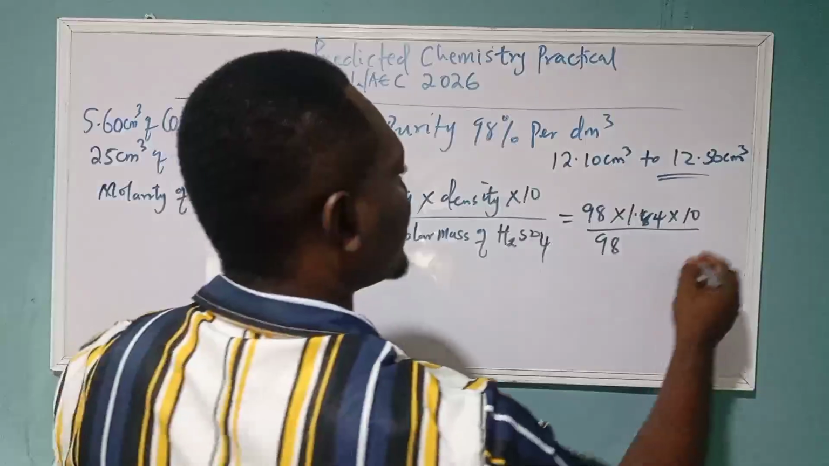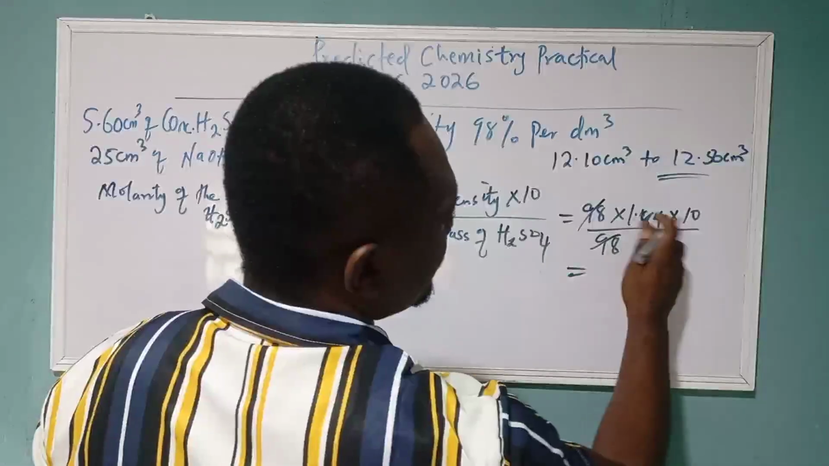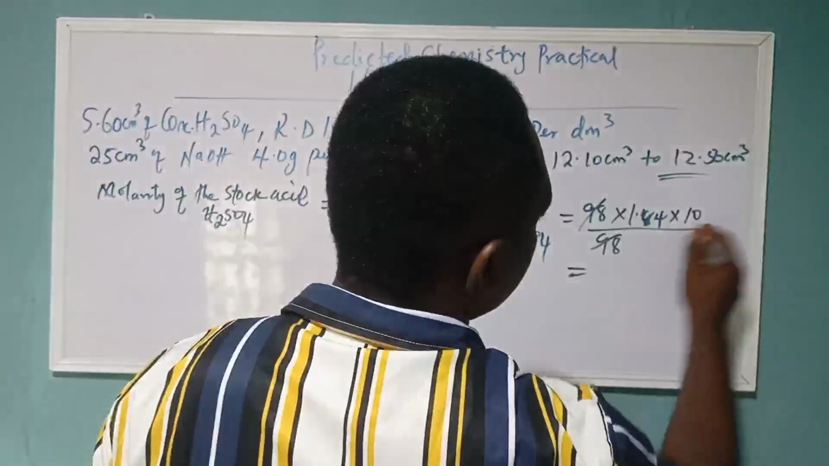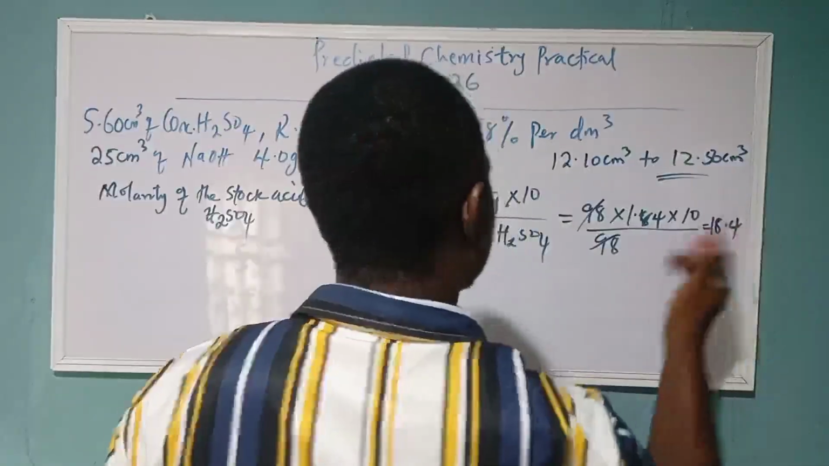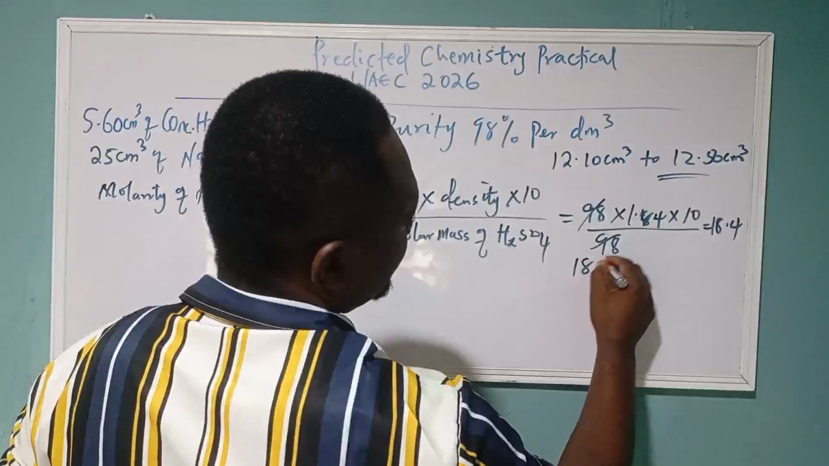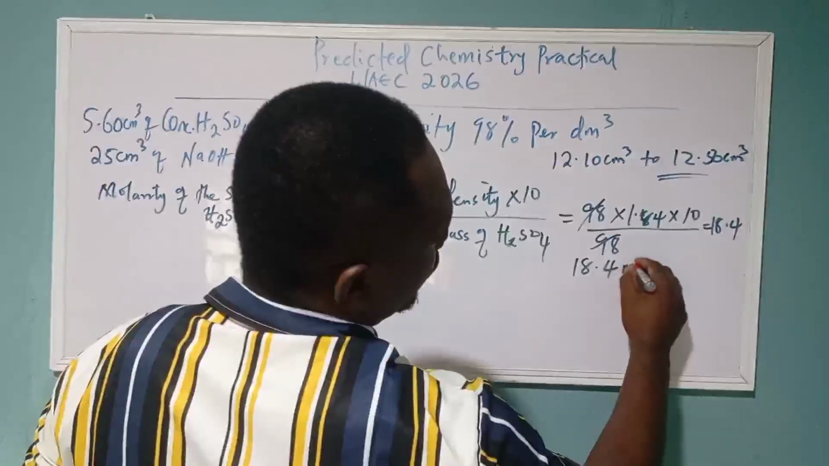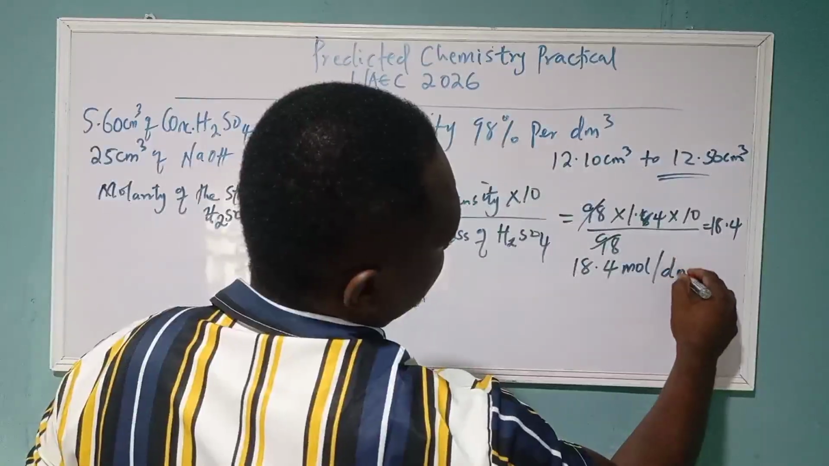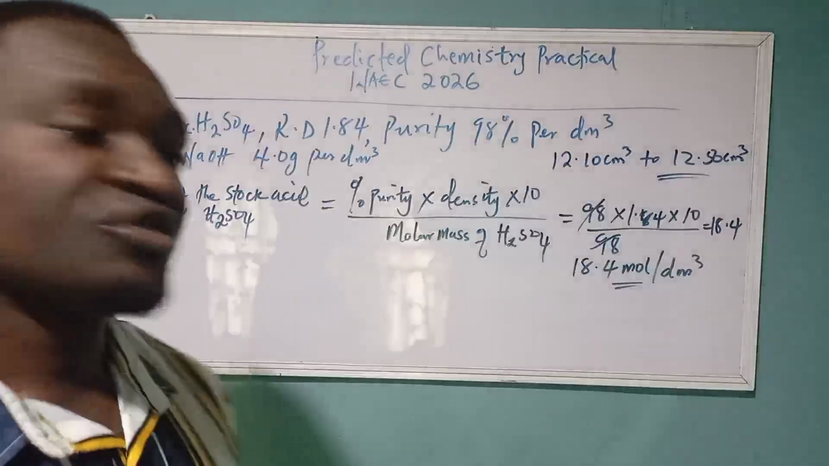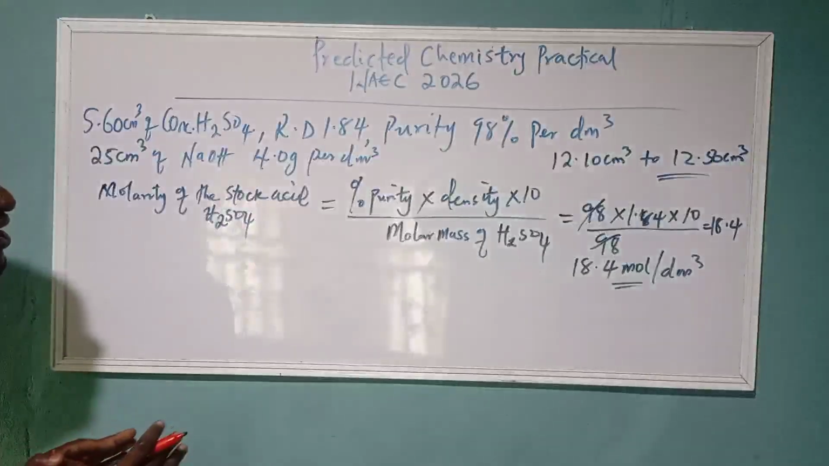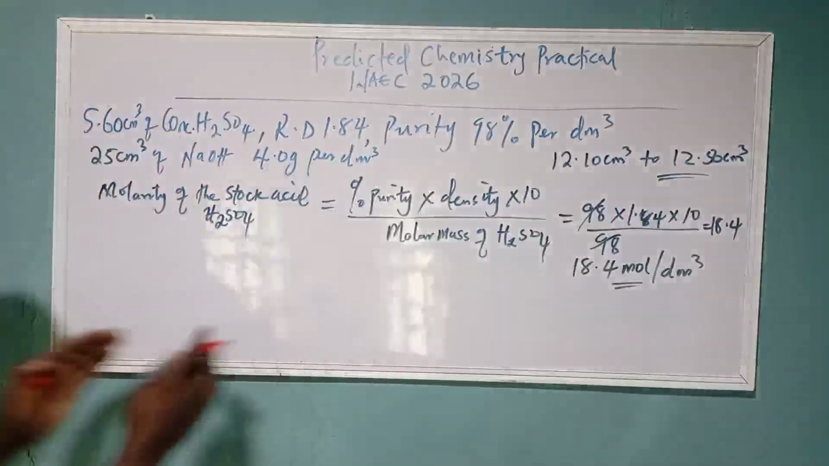So you have 98. When you cancel this and multiply this by this, by 10, it's going to give you 18.4. By unit, we have 18.4 mole per dm³. Now the next thing we are going to be looking for is the dilute molarity.